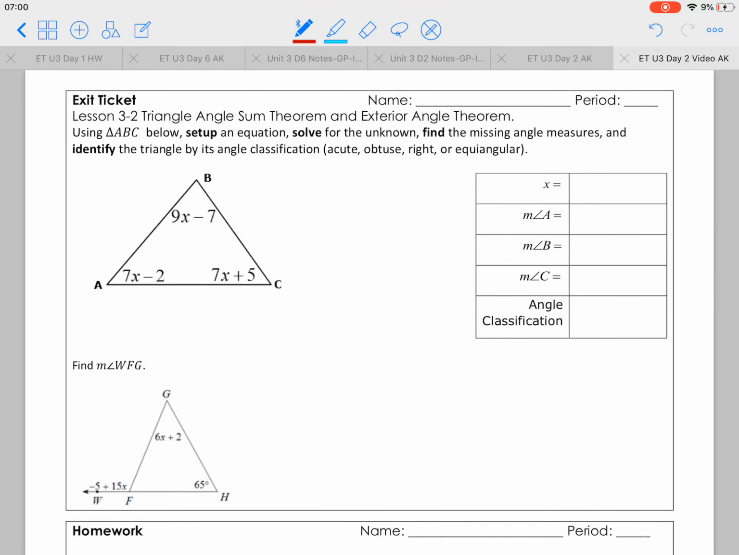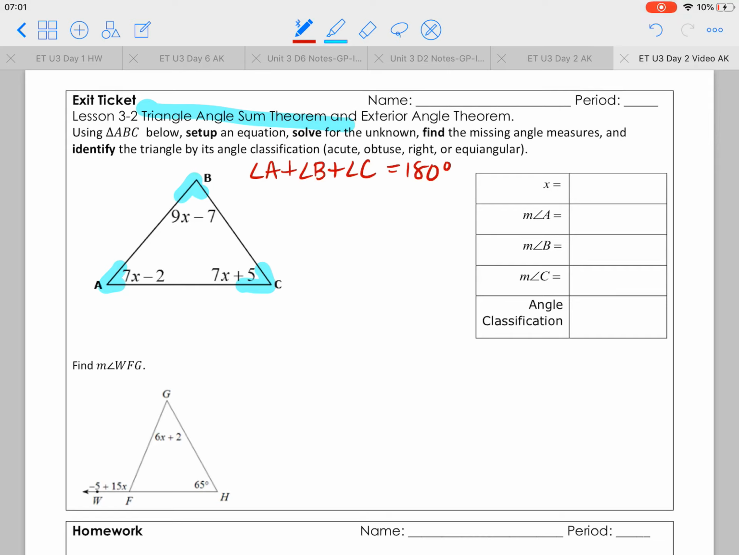If you notice on the first problem, it says using triangle ABC below, I want you to set up an equation, solve for the unknown, find the missing angle measures, and identify the triangle by its classification as acute, obtuse, right, or equiangular. The first problem deals with the triangle angle sum theorem because these angles are the interior angles of this triangle. The triangle angle sum theorem states that when you have three angles inside a triangle, their sum is equal to 180 degrees.